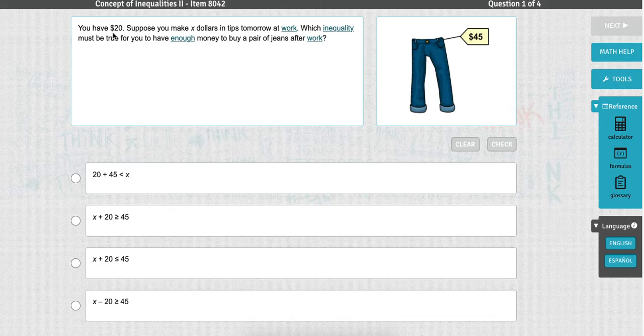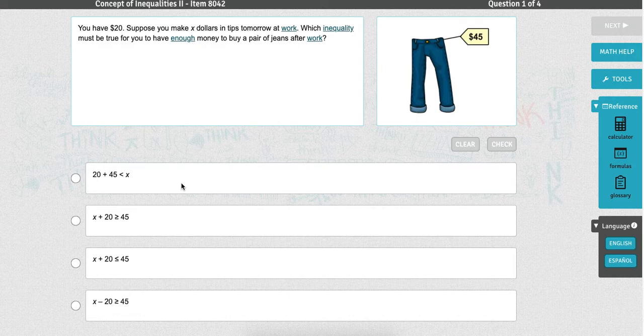It says that you have $20 and suppose you make X dollars in tips at work. Which inequality is true for you to have enough money to buy the pair of jeans after work? So it says that the jeans are $45. So I need how much money for sure to buy the jeans? Right, $45 or more. Okay, so remember, it has to be greater than or equal to 45. Which means that 45 is the smaller thing. So this one's not going to work and this one's not going to work.